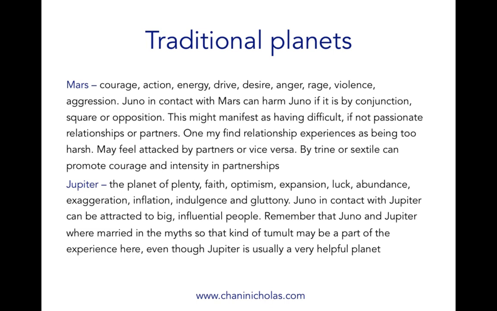Mars is the planet of courage, action, energy, drive, desire, anger, rage, violence, aggression. Juno in contact with Mars can harm Juno if it's by conjunction, square, or opposition. This might manifest as having difficult, if not passionate, relationships or partners. One may find relationship experiences too harsh, may feel attacked by partners or vice versa, or partners might feel attacked by you. By trine or sextile, it can promote courage and intensity in partnerships.